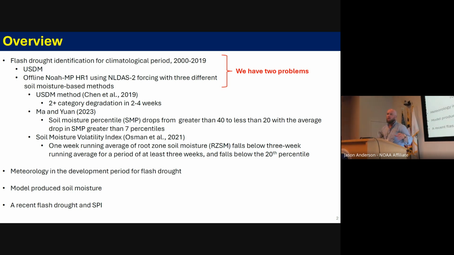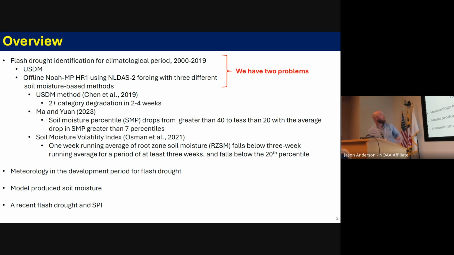Then we're going to look at the meteorology in the development period of these flash drought events. And we're going to look at the model-produced soil moisture that occurs post-development or during development. And then we're going to look at a recent flash drought and the SPI associated with that.